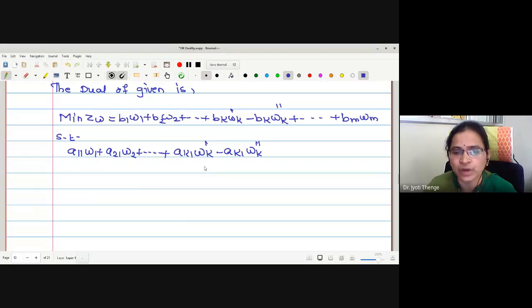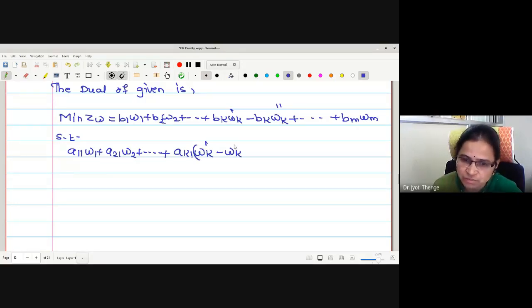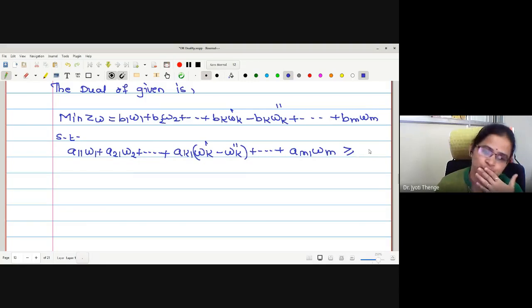Now I am going to take ak1 common from the two, and I will write the remaining terms in a bracket. Ak1 I am taking common, and wk dash minus wk double dash I will put in a bracket. And last it is am1 wm. Greater equal by what? What should be my right hand side constant in the dual?